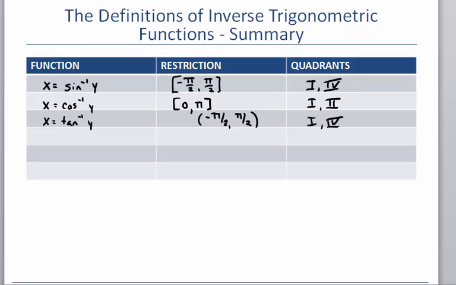Now, in terms of our other three trig functions, we want to pair these up with the functions that we already have. So when I go to look at my cosecant, we know that cosecant and sine go together because they're reciprocals. And so they are going to have the same restrictions and the same quadrants. So we have for the restriction on the cosecant, negative pi over 2 to pi over 2. And again, that will be quadrant 1 and quadrant 4.